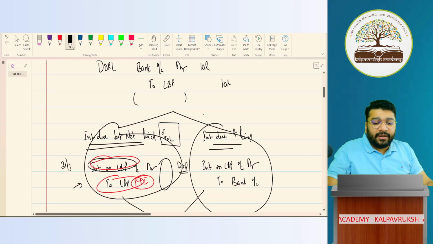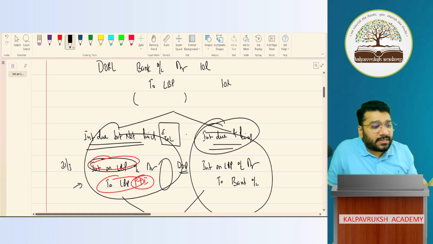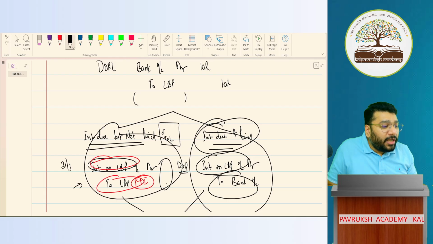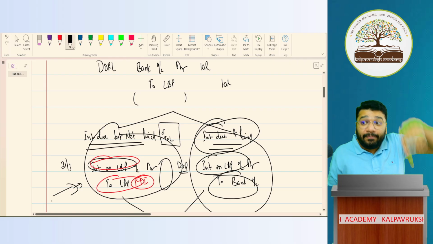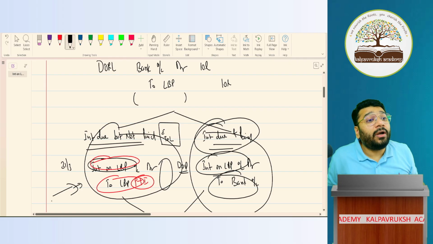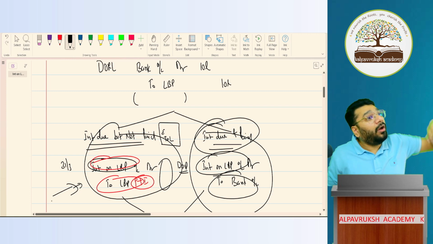Here, in the case of interest on loan by partner, when the payment was done, interest was paid. What entry did you pass? Interest to bank you passed. Did you pass the due entry? No, sir. But I am telling you now, whatever is recorded in the appropriation account, always the due entry will come.